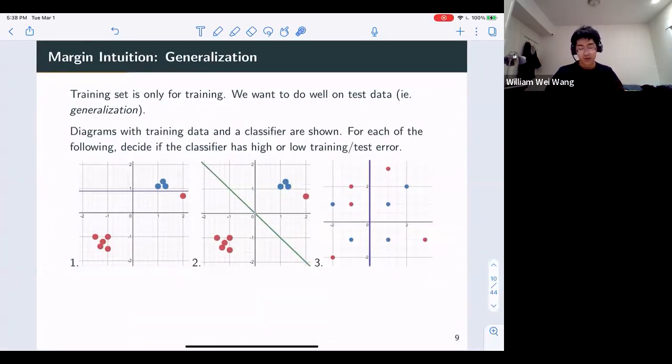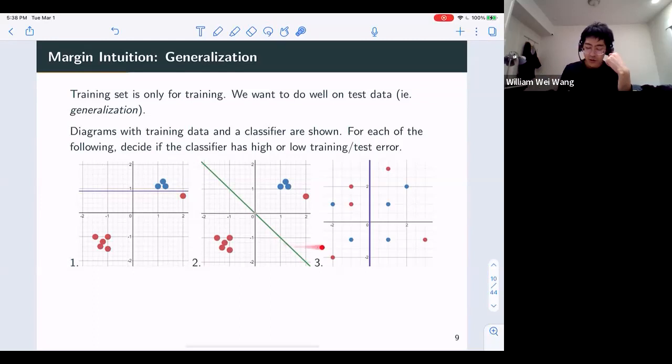Okay, so remember what we said is that the training set is for training. The training set is usually what's depicted on these diagrams here, but then you want to do well on test data. And from what I said before, in this course we assume that the test data looks sort of like the training data, so you can draw circles around the training data and assume that the test data will be somewhat similar, right?